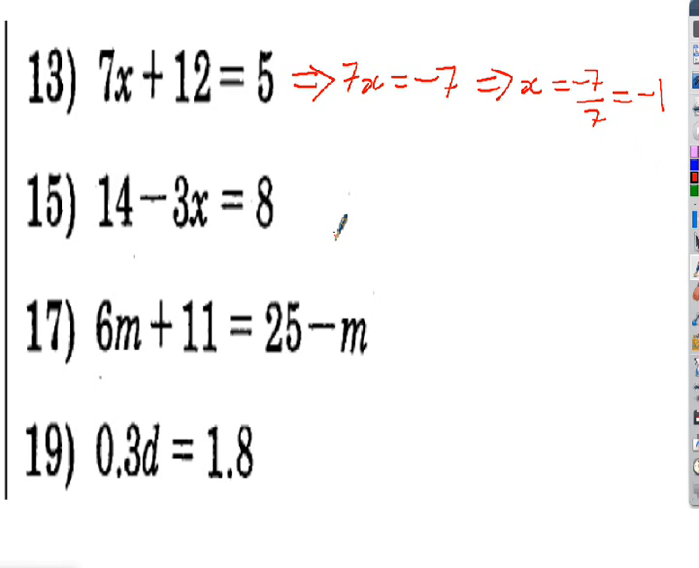Question 15, I've got 14 minus 3x is equal to 8. In this case, there are several ways of doing this, but I could subtract 14 from both sides. So negative 3x, notice the negative is still there, is equal to negative 6. I'm subtracting 14 from both sides. So therefore x is equal to negative 6 divided by negative 3, which is equal to positive 2.